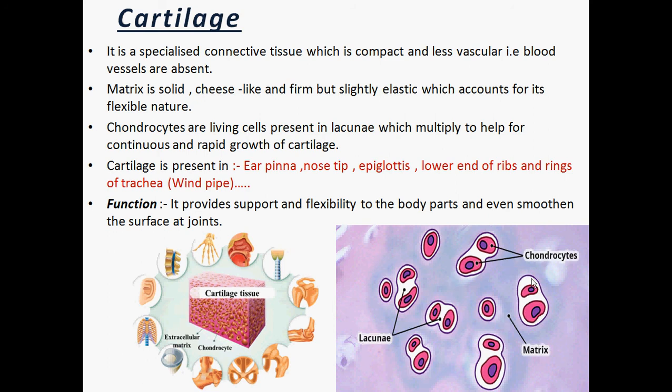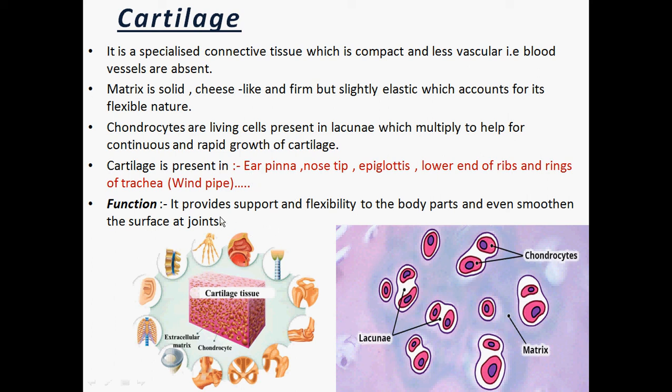The chondrocyte cells, which are the cells of the cartilage tissue, are living cells which are present in the lacuna. That means the fluid-filled spaces inside this matrix are known as the lacuna, in which the chondrocyte cells are present. These living cells continuously divide and multiply to help in the continuous and rapid growth of the cartilage. So these are the areas I told you where the cartilage tissue is present.